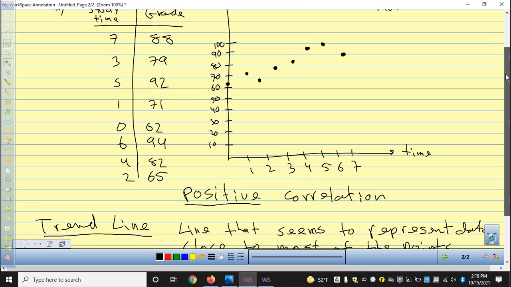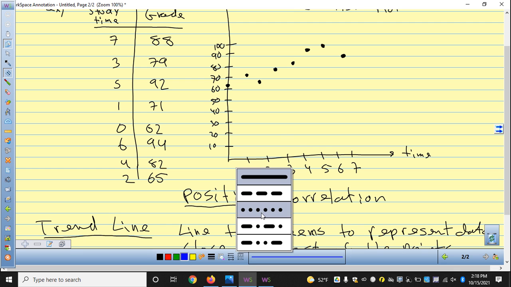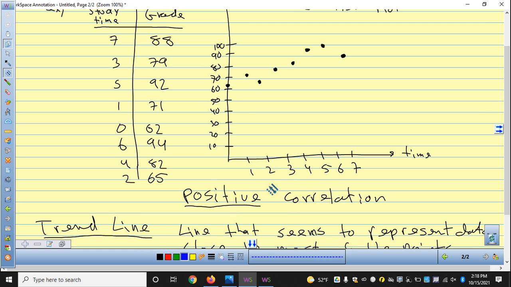So if I go back and I add a trend line here, I'm going to do a dotted blue line. Usually for our trend lines, we want as many points to be above the line as below the line. So it's close to most of the points. So I would say my trend line looks something like this. We have some points above, some points below. That would be the trend line. That's close to most of the points.